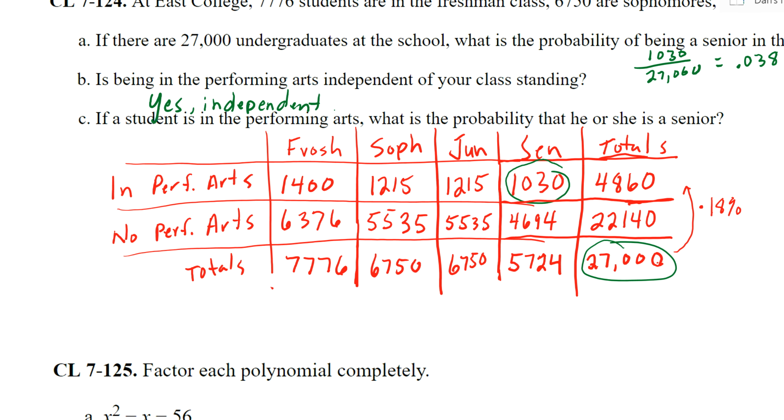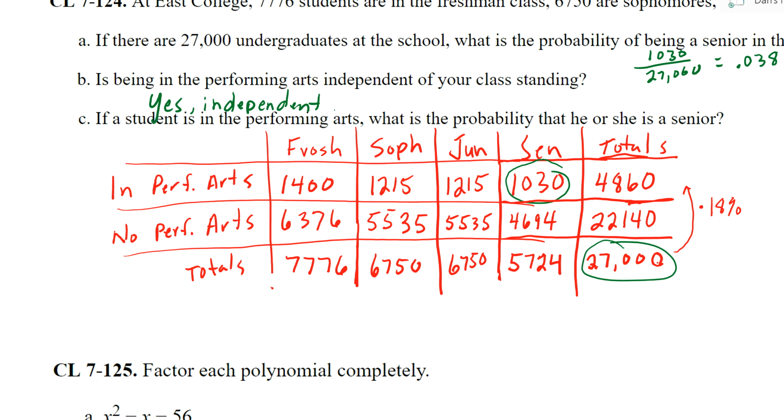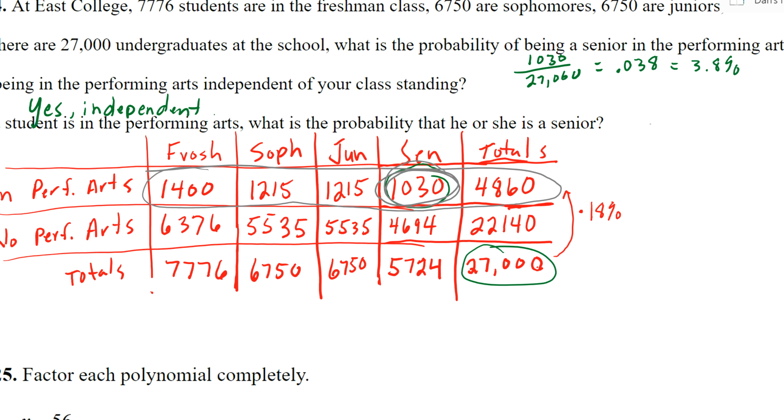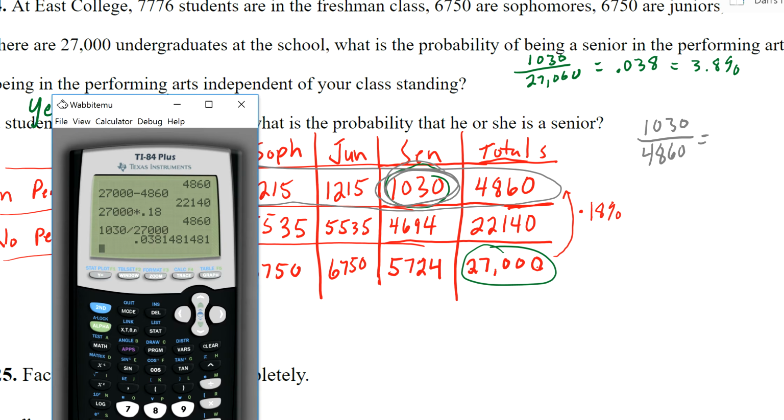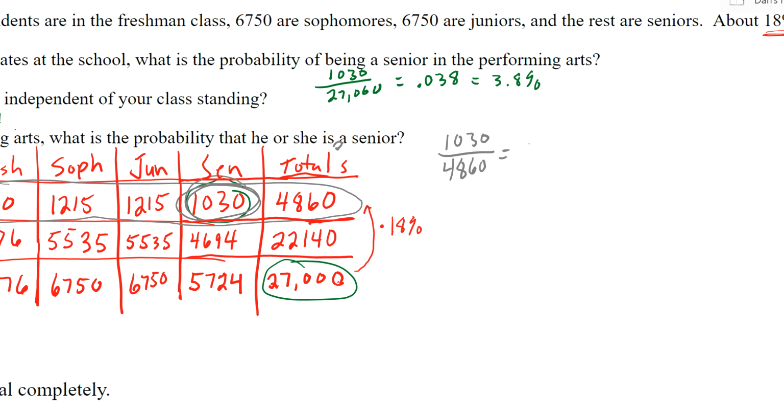And then C, it says, if a student is in performing arts, what's the probability that he or she's a senior? So now we're just going to look at, if the student's in performing arts, so here's performing arts, this column right here, the probability that they're a senior, so what are we going to divide there for C? Yeah, the 1030 divided by the performing arts students, 4860. 21%. We'd be good with that. Questions? The first three.